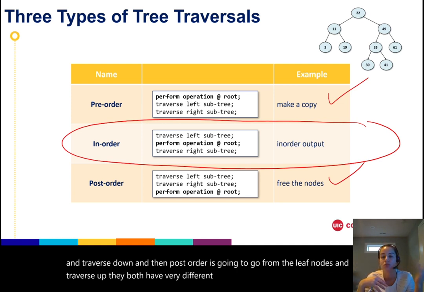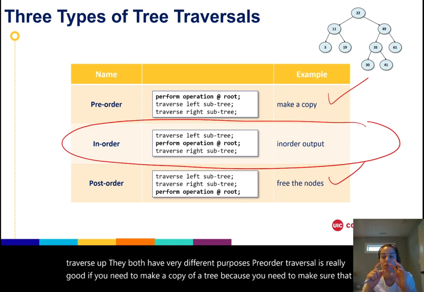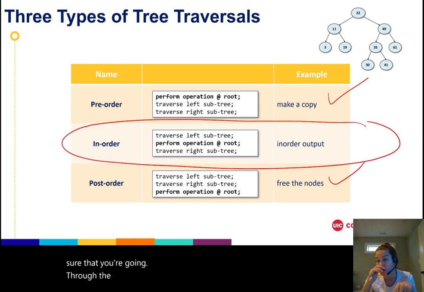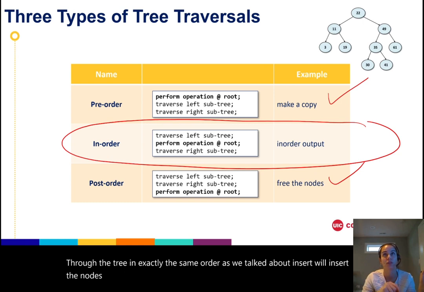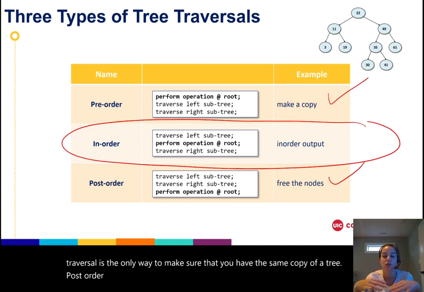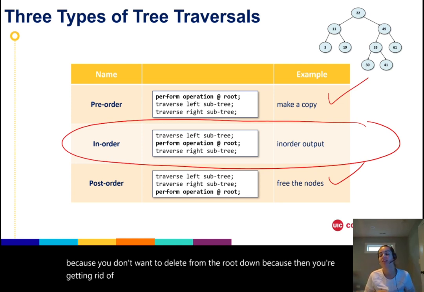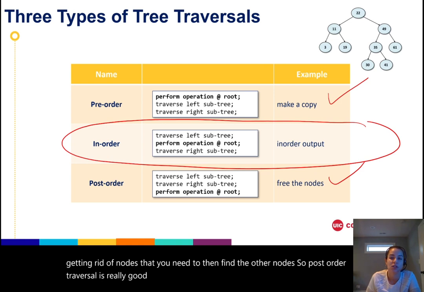Pre-order traversal is really good if you need to make a copy of a tree, because you need to make sure that you're going through the tree in exactly the same order. As we talked about with insert, we'll insert the nodes differently depending on the order that you insert them. So pre-order traversal is the only way to make sure that you have the same copy of a tree. Post-order traversal is what you'll want to use if you need to delete a tree, because you don't want to delete from the root down, because then you're getting rid of nodes that you need to then find the other nodes. So post-order traversal is really good for freeing the nodes.